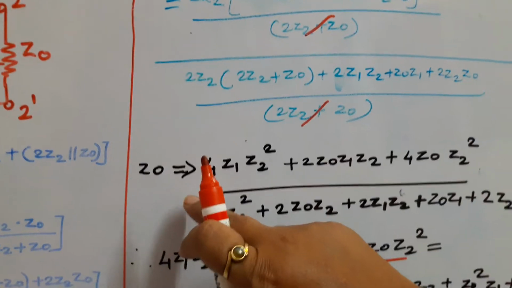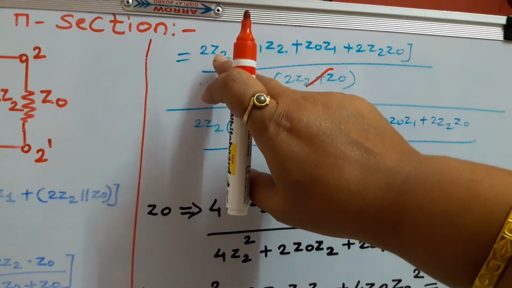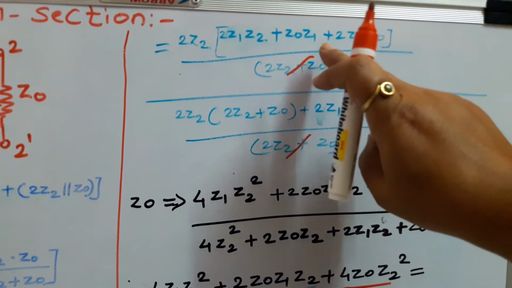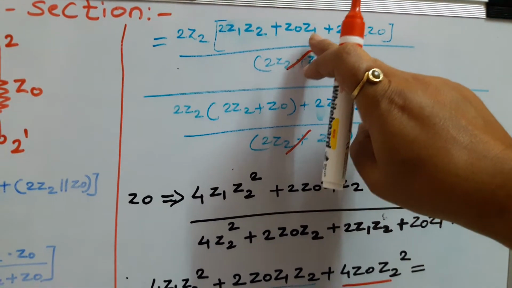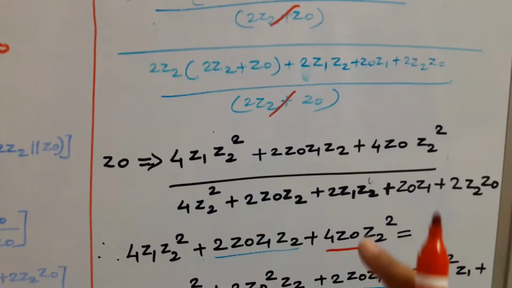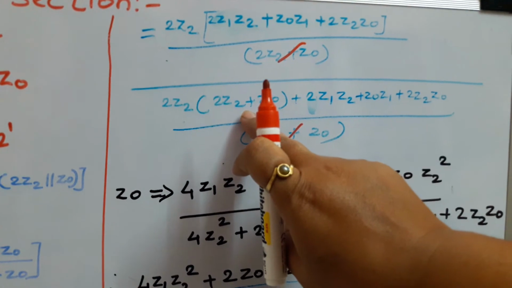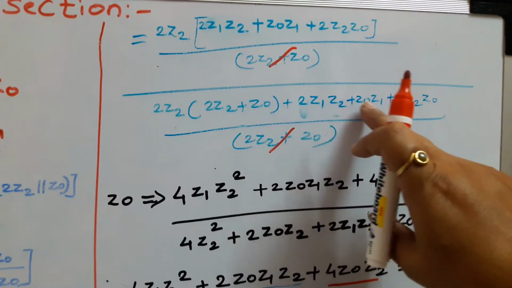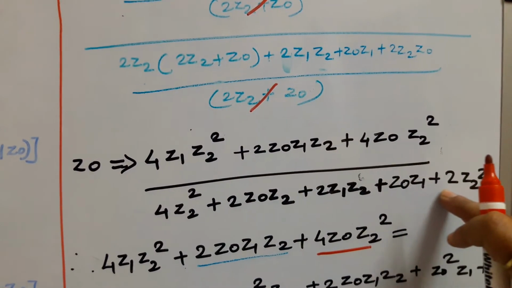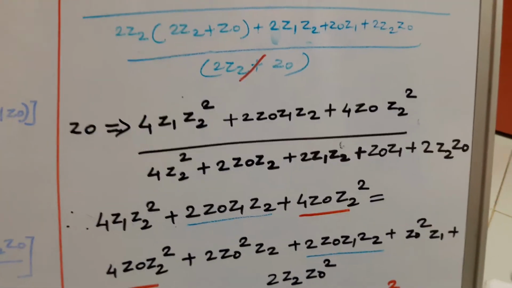So again we will write Z0 is equal to, now multiplied by twice Z2 inside this bracket, we will have twice Z2 into twice Z1 Z2, that is 4 times Z1 Z2 square, plus 2 times Z0 Z1 Z2, plus 4 times Z2 square Z0 in the numerator. Similarly in the denominator also multiply by twice Z2 inside this bracket, plus this term, plus this term, plus this term. So you will have 4 to 5 different terms in the denominator. Okay, now try to reduce it.